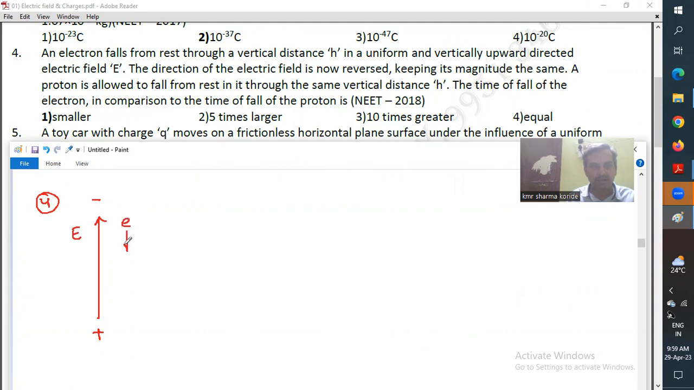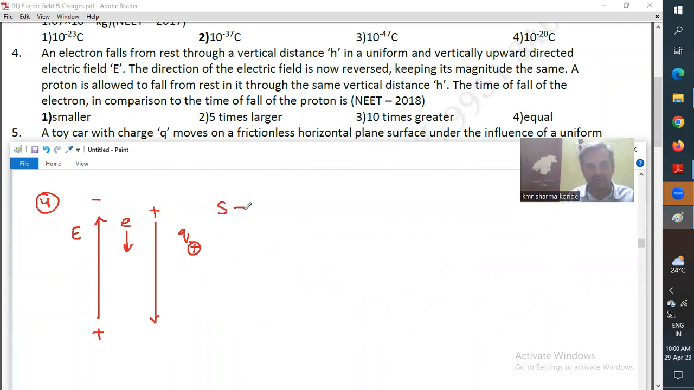Now the electron is released. The direction of the electric field is now reversed, keeping the magnitude the same. So the direction of the electric field reversed means now the positive polarity of the field is upwards, negative downwards. Now a proton is released, charge plus, and allowed to fall freely through the same vertical distance h. The time of fall of the electron. So remember, electron and proton will have numerically the same charge, so the only criterion is mass.